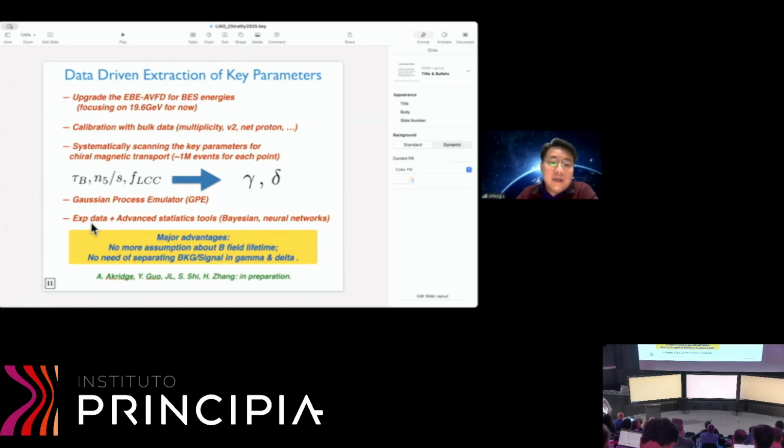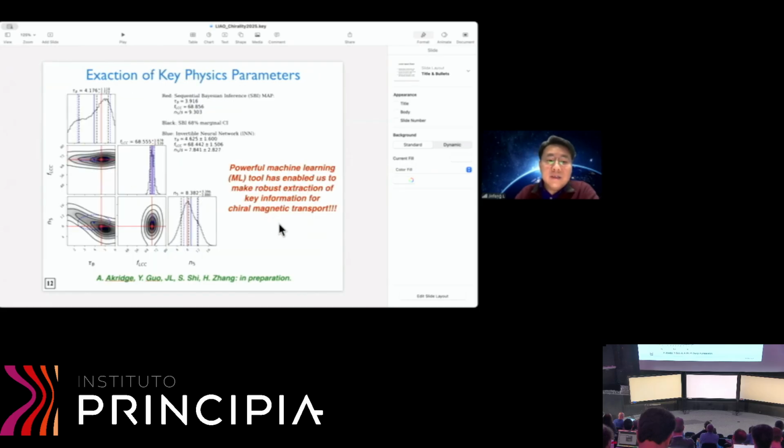And finally, then you can use the experimental data for your gamma and delta and use advanced statistical tools like Bayesian methods or neural networks to compare, and then you go in reverse from measured gamma and delta to infer what are possible values of your tau_B, n5, and FLCC. Again, the major advantage this time, which is very different from before, is that we don't make any more assumption about the B field lifetime. We don't separate the background and signal in our calculations. We just calculate inclusive gamma and delta. It's almost like an experimental measurement.